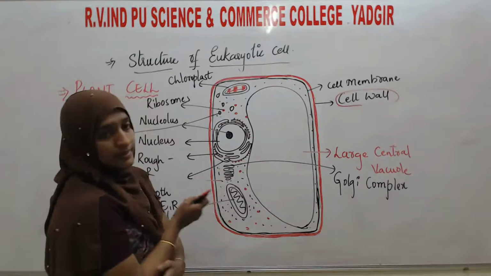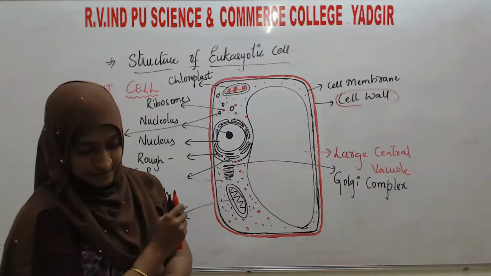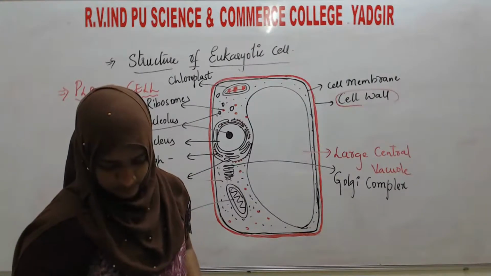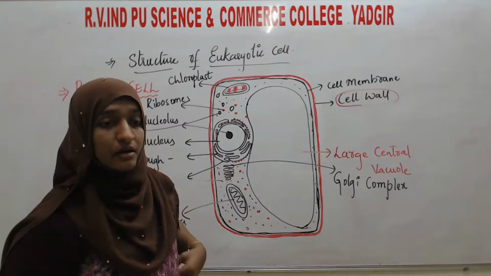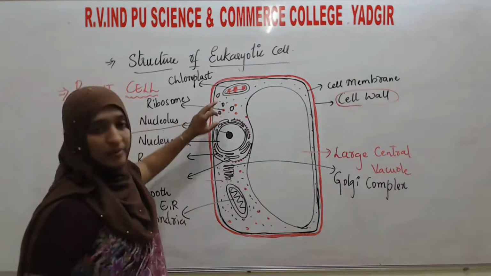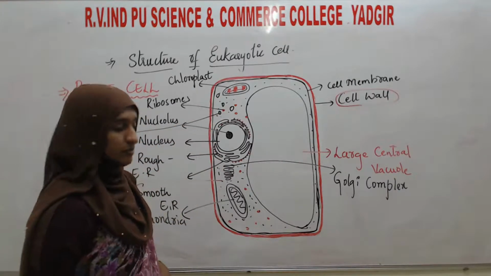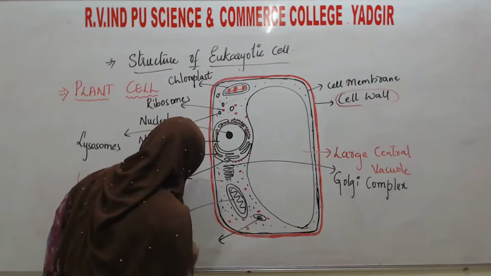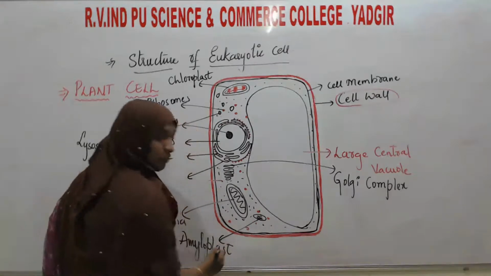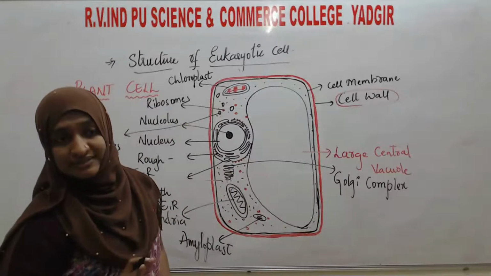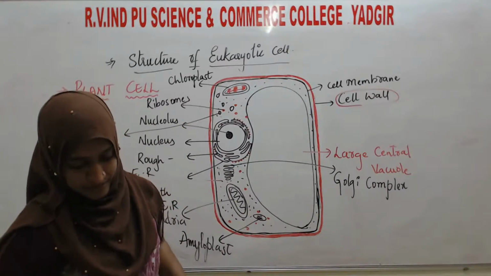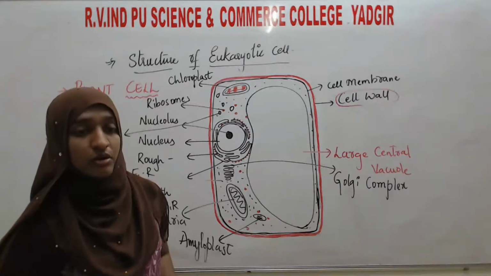Okay, so next here you can see there is a presence of certain other plastids such as chloroplast. Some other plastids are also present like this. This is the amyloplast. The amyloplast, chloroplast, and food vacuole you can see only in the plant cell, not in the animal cell. Except this, there will be a presence of a vacuole membrane.